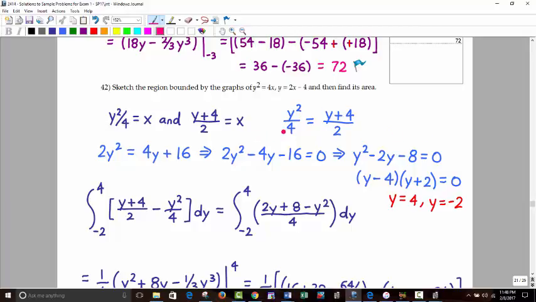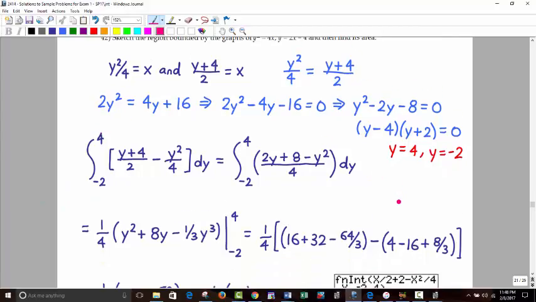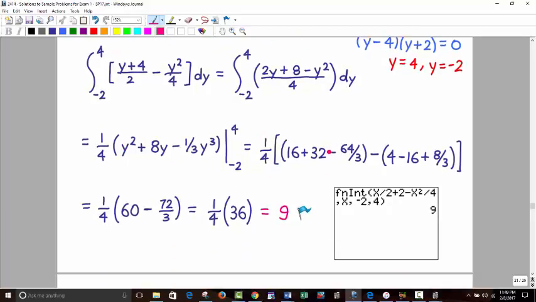So we do a little cross multiply. 2y squared equals 4y plus 16. Bring it over, set it equal to 0. You can factor a 2 out of all that. That turns out a nice factorable quadratic, which we want these to be, and you'll get 4 and negative 2. So obviously negative 2 is the lower, positive 4 is the upper. So you subtract these two functions, take the antiderivative, plug the upper number in, plug the lower number in. If you don't want to mess with all that, you don't have to. You can do the fnInt like I did right here. And the answer is going to be 9 either way you go about it.